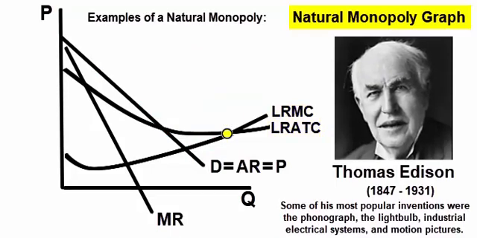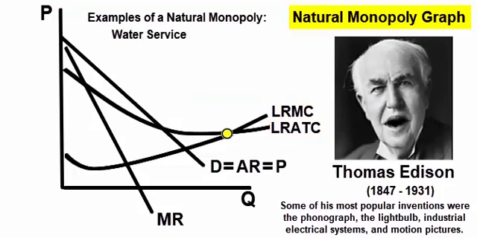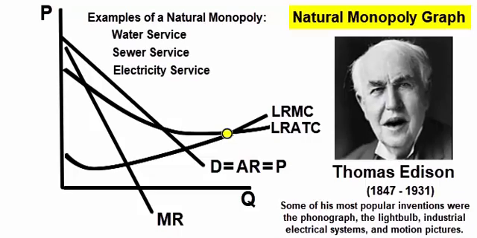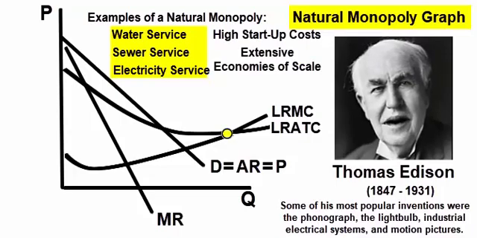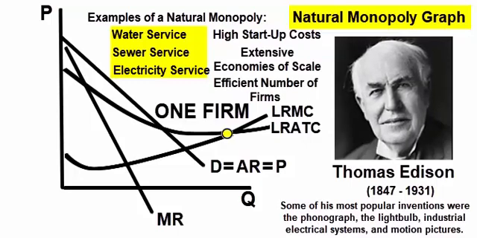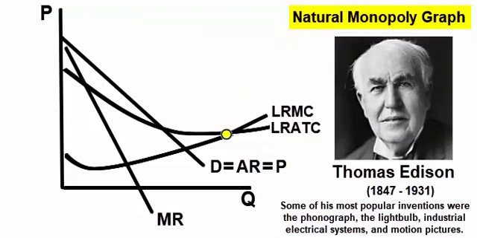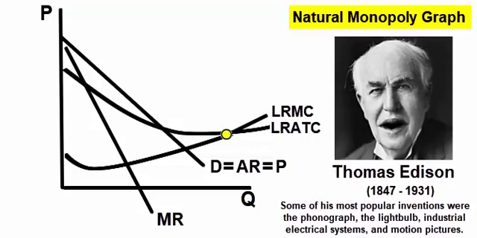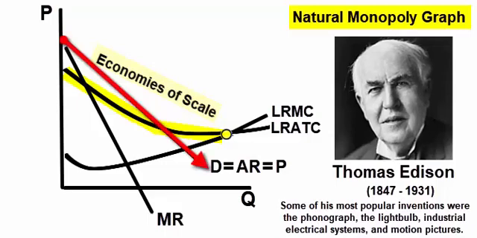Examples of a natural monopoly occur within the utility industry, such as providers of water, sewer, and electricity services and transmission. Each of these industries has high startup costs, extensive economies of scale, and the most efficient number of firms, which is one firm. It would not make sense for two or more companies to compete in the industry, since one firm's economies of scale cover the entire market demand.